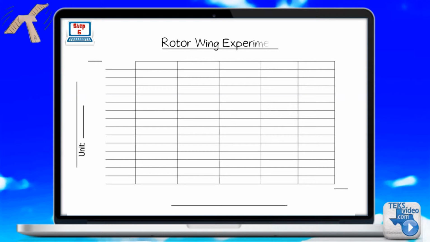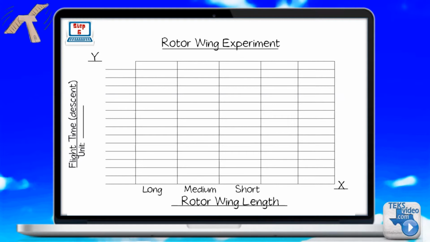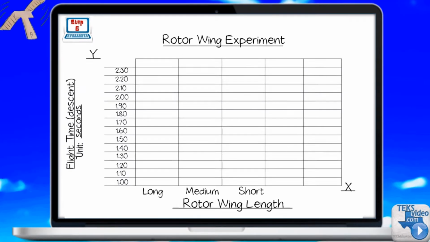T stands for title, which needs to be appropriate and descriptive. A is axes, which needs to have the correct variable placed on each one. I is interval, which should be evenly spread out for the graph to keep it clean and organized looking. L is labels, where both axes and the unit used are clearly recorded. Finally, S stands for scale, which should be appropriate to the data.